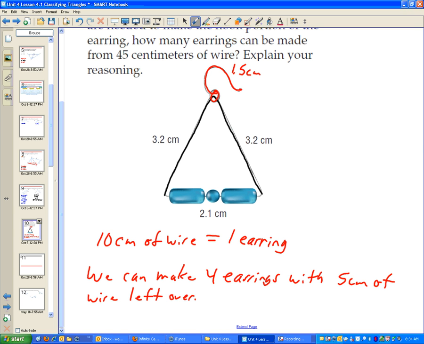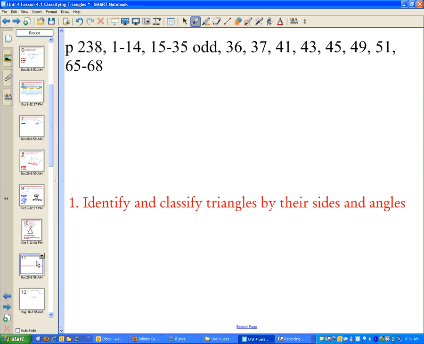Questions? All right. On page 238, let's do 1 through 14, 15 through 35 odd, 36, 37, 41, 43, 45, 49, 51, 65 through 68. That sounds like a lot because it is.